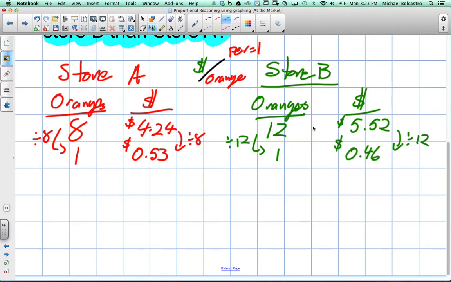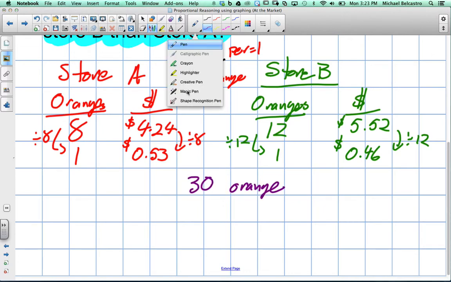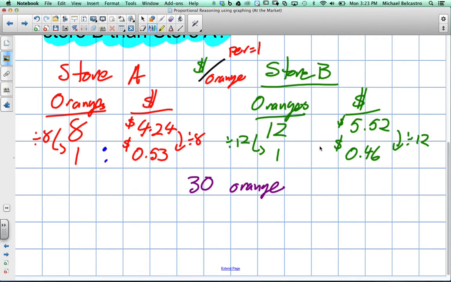Now we want to use some concrete materials, so some ratios in this case. And in this one, it's going to be difficult. What I want to do is keep in mind what we're trying to get at. Remember, we're looking for 30 oranges. If I set up a ratio like this, 1 to 0.53 and 1 to 0.46, it's not lovely to work with, right? And not only that, I need to take this and duplicate it 30 times in both of these.